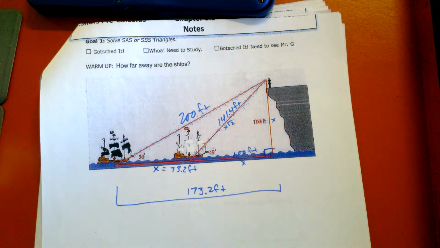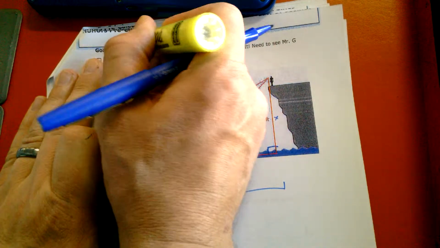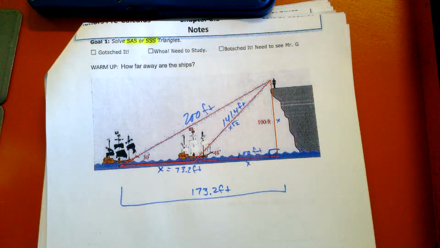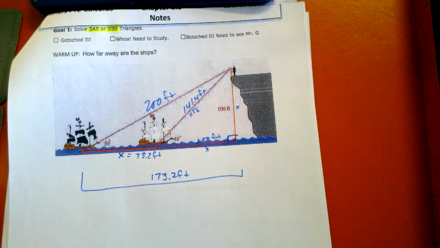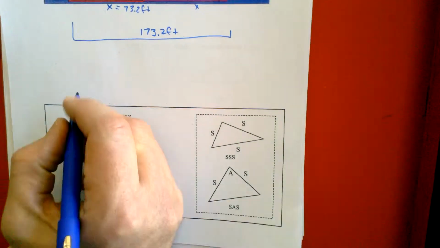Fantastic. Okay. Well, ladies and gentlemen, we are going to be working on law of cosines today, and we're going to be dealing with a SSS triangle, a side-side-side triangle. So those are the triangles we're going to be dealing with today. So if we take a look, here is your law of cosines.